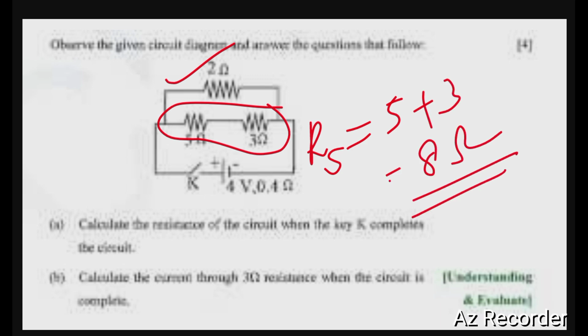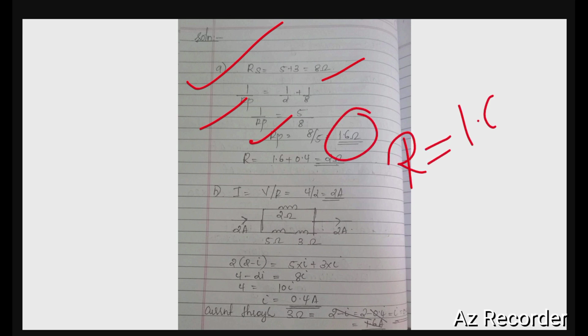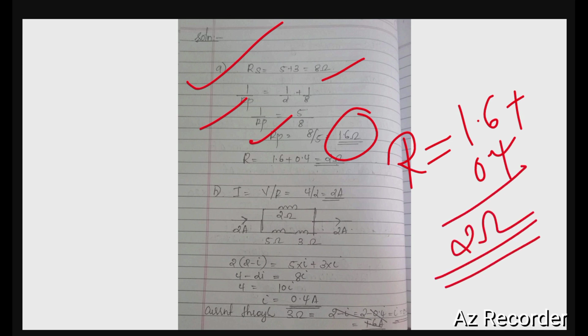Now this 8 ohm and 2 ohm form a parallel connection. Moreover, in order to find the total resistance, we need to consider the internal resistance of the cell, which is 0.4 ohm also. So first the series resistance is 3 plus 5, which is equal to 8 ohm, and now the parallel, because this 8 and this 2 form a parallel combination. So 1 by Rp is equal to 1 by 2 plus 1 by 8. On solving, Rp will be equal to 1.6 ohm. Therefore, the total resistance R is given by 1.6 plus 0.4, which is equal to 2 ohm. Therefore the total resistance of the circuit will be 2 ohm.